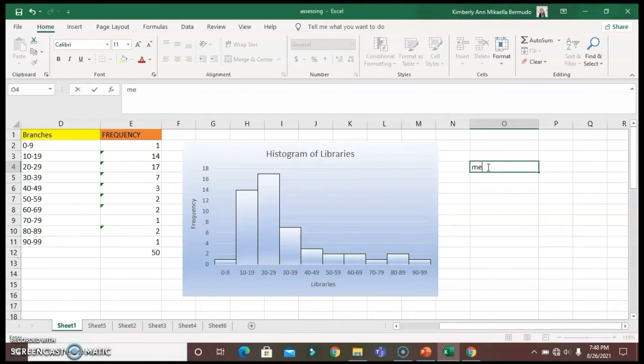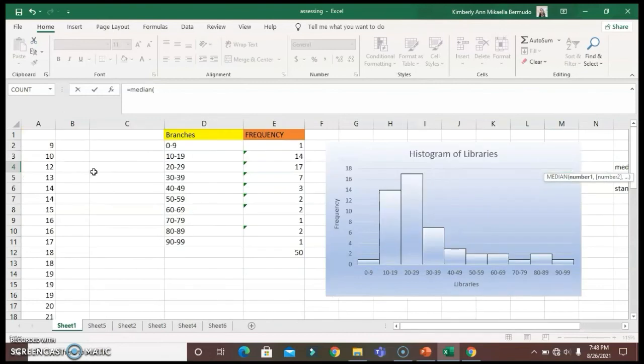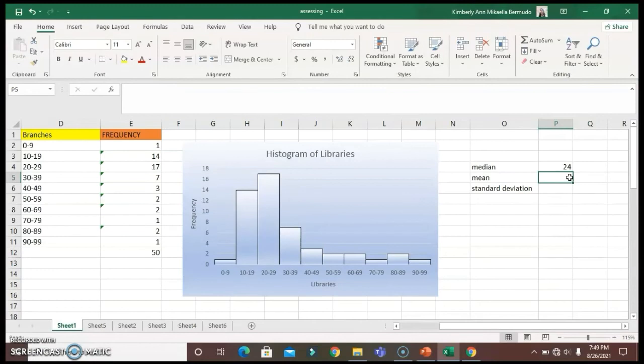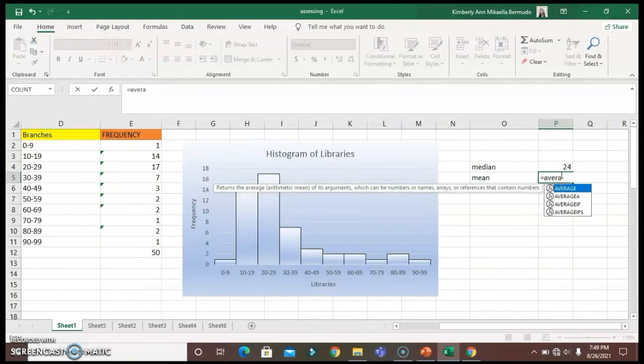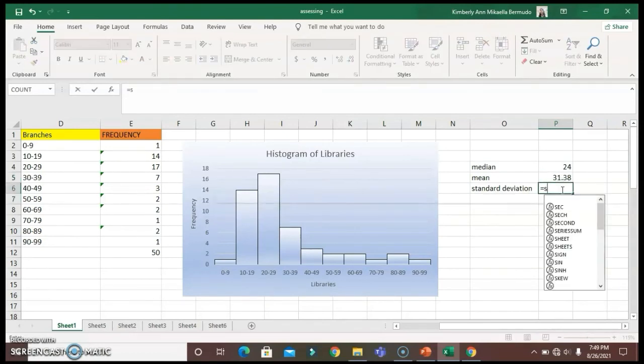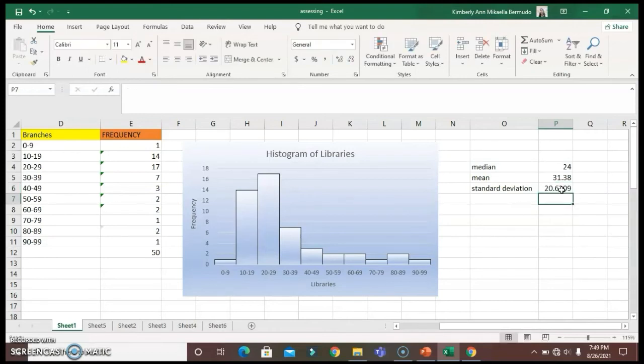First, I will calculate the value of the median, mean, and the standard deviation. For the median, it is equal to median, then all of the data, then enter. Then for the mean, it is equal to average. For the standard deviation, it's equal to STDEV.S, then all of the data. This is our median, mean, and standard deviation.